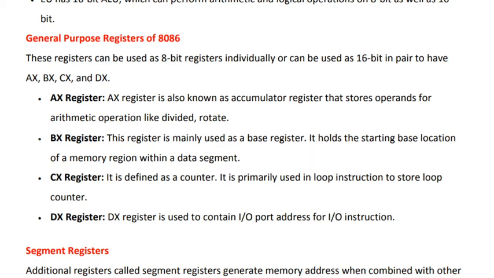Now, likewise, we have the DX register. It is known as the data register. It is used to hold the IO port address while executing IO instructions. It is also used in division and multiplication instructions. So this we have already learned in the previous class. So we have 4 general purpose registers that can be used as 16-bit registers, or as 8-bit registers depending upon the requirement.